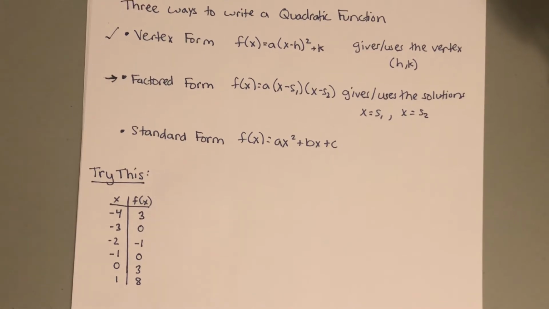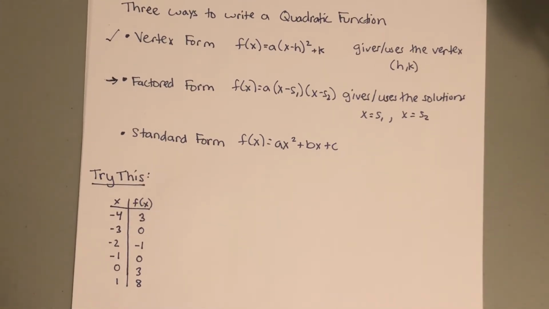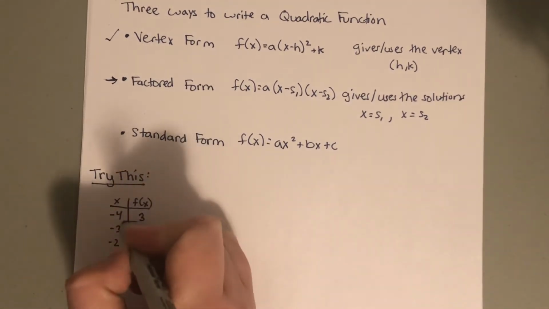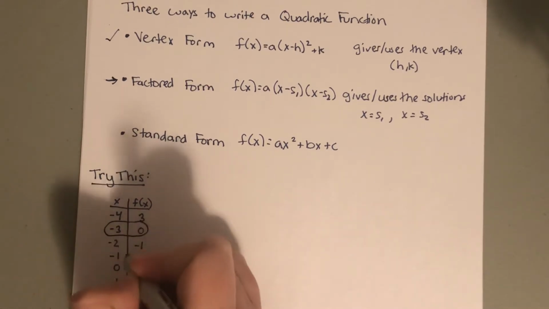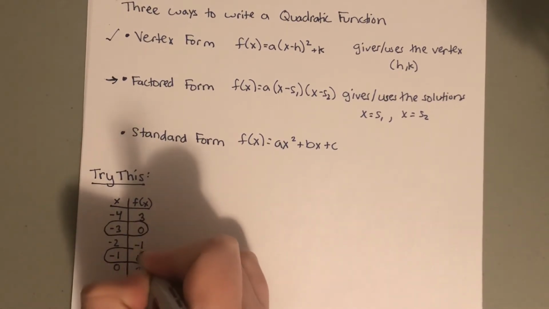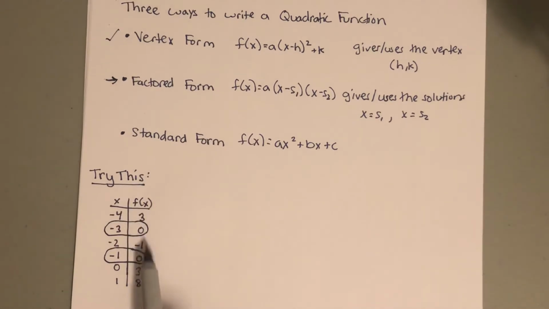Now remember that the solutions always happen at the x-intercepts, and the x-intercepts always happen when y is 0. We talked about that a couple videos ago, which means the solutions in this function are here and here. Because in both of these cases, y is 0. So these are the two places when y is 0, which means the function is at the x-axis. So the x-intercepts are -3 and -1. So those are the two solutions.